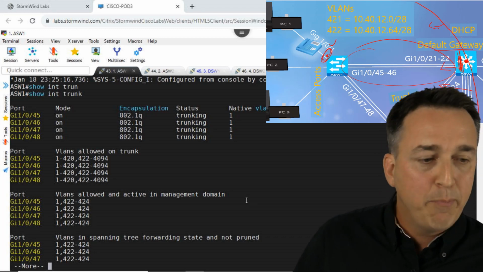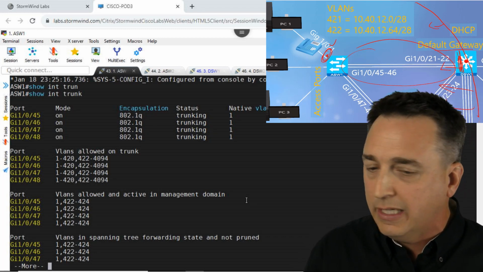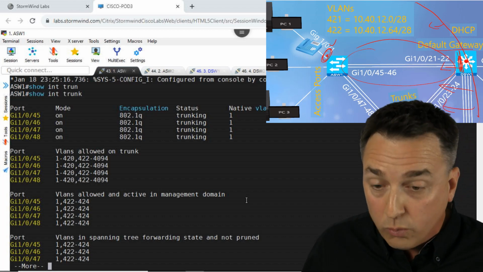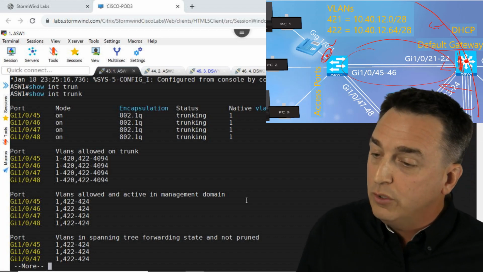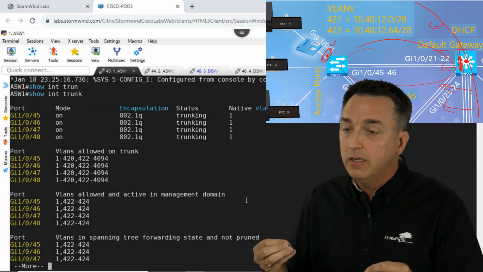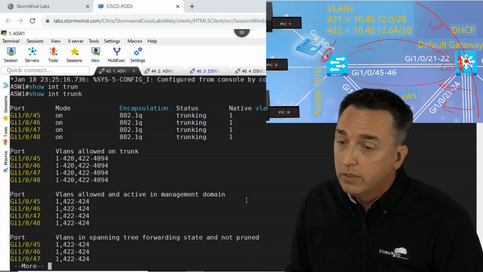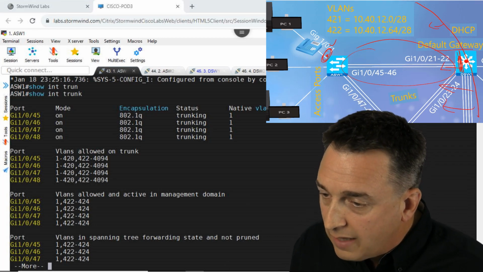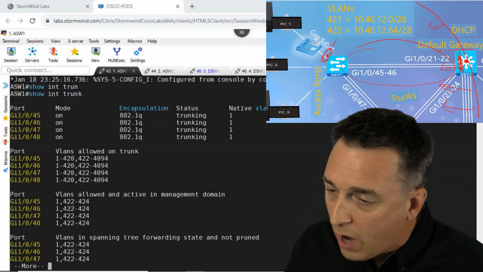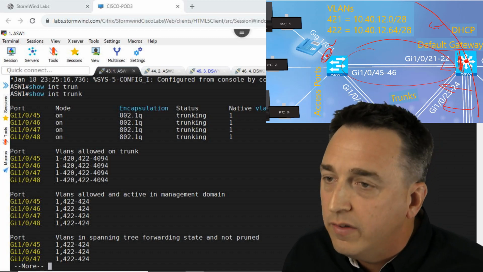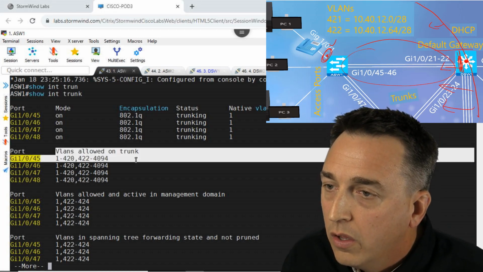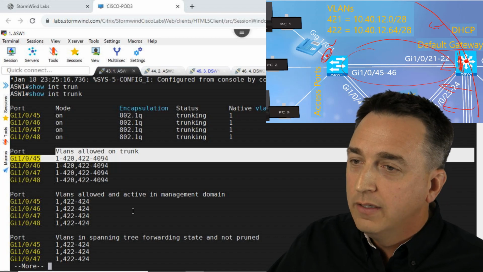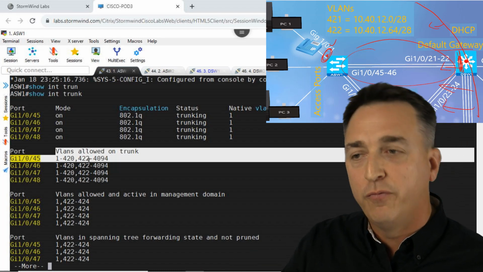Is everybody happy here right now? Does anybody see any issues in this particular output? Oh, look at that. A few of you said 421 is not allowed. Really? Yeah, look at that. VLANs allowed on trunk. It says 1 through 420 and then everything else but 421.